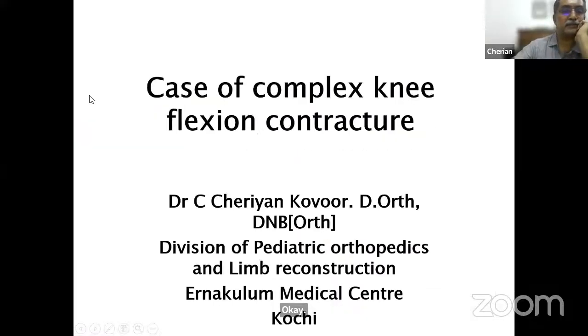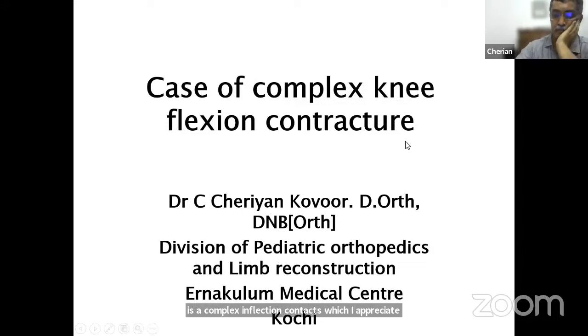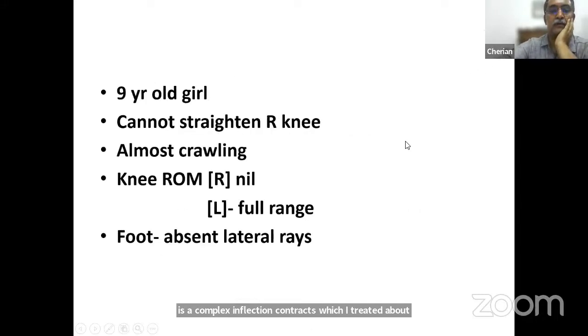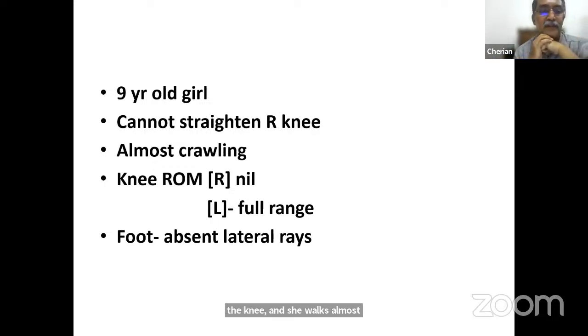Now, this is a rather complex knee flexion contracture which I had treated about 14 years ago. This is a 9-year-old girl. She came with a complaint that she cannot straighten the knee and she walks almost crawling. The right knee range of motion is nil, absolutely zero. And the left knee had a full range. Foot had absent lateral raise.